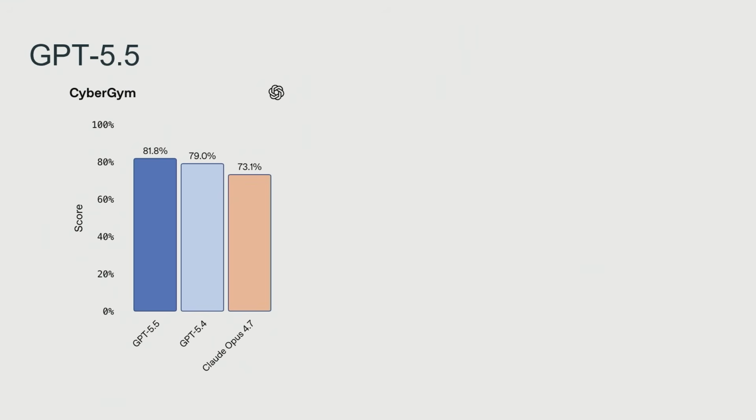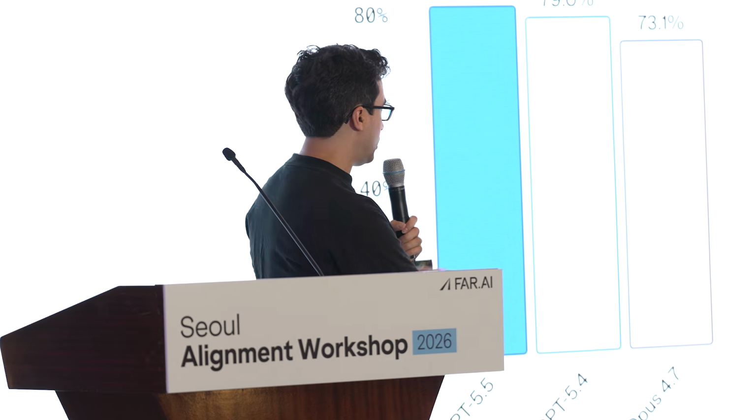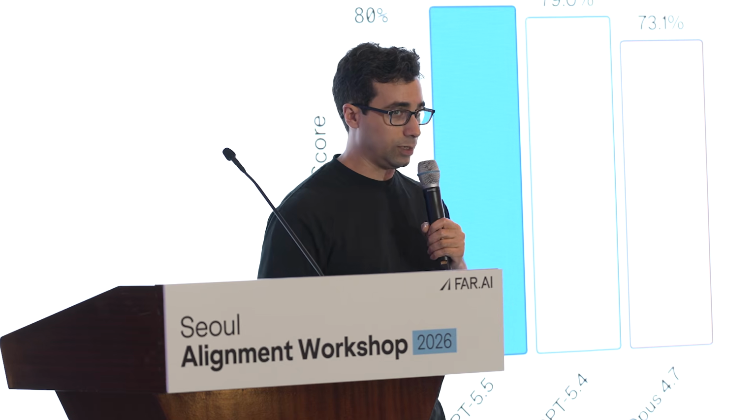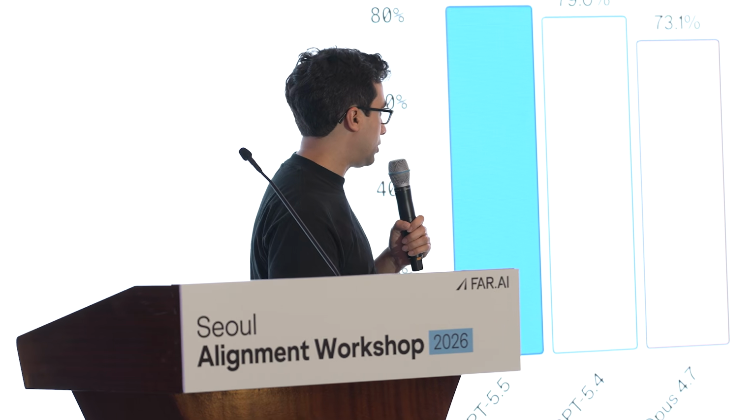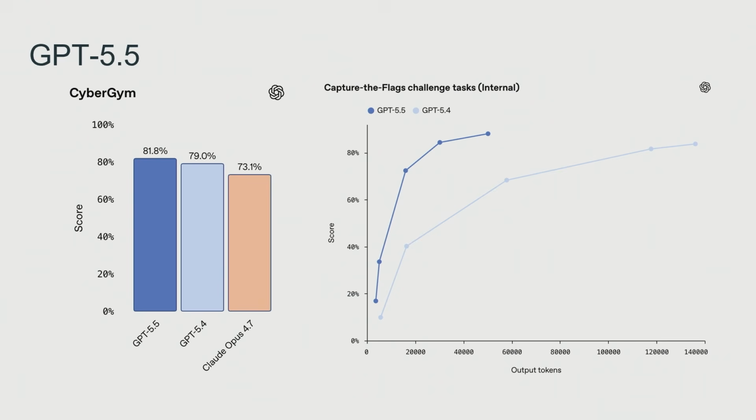So why is that? I would argue it's because evaluations that use bar charts like this are not telling the full story. If you plot it this way, where output tokens are on the x-axis, you can see that actually there's a huge jump between 5.4 and 5.5. It just doesn't appear that way on the bar chart because 5.4 is thinking for a lot longer on these problems.